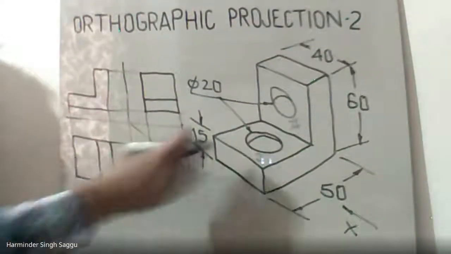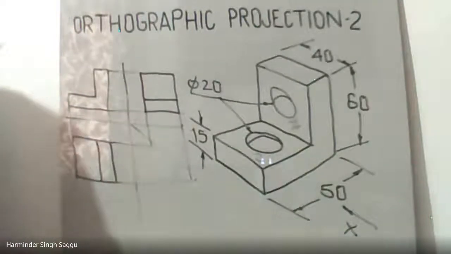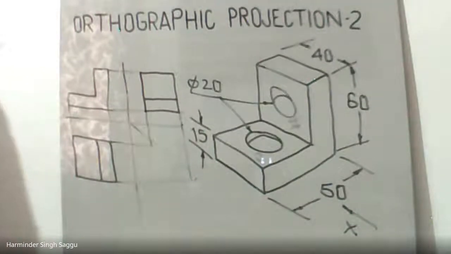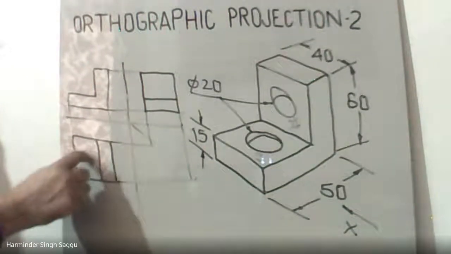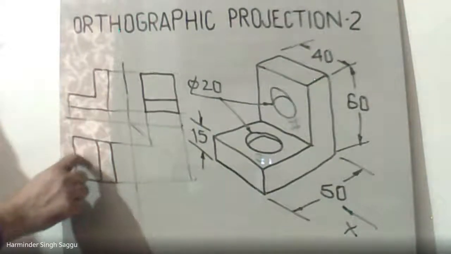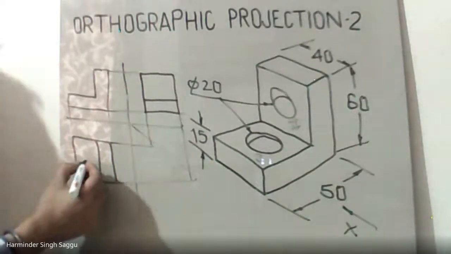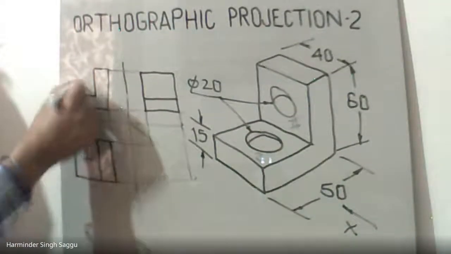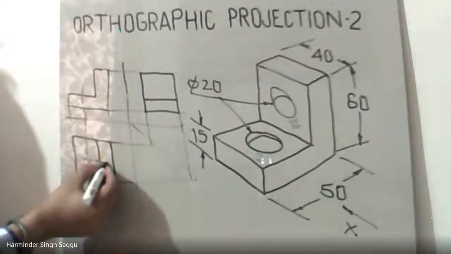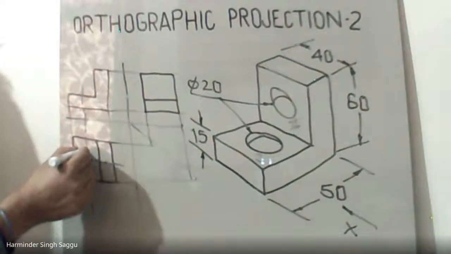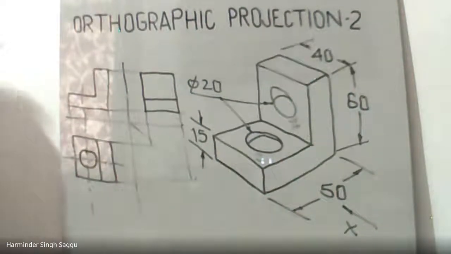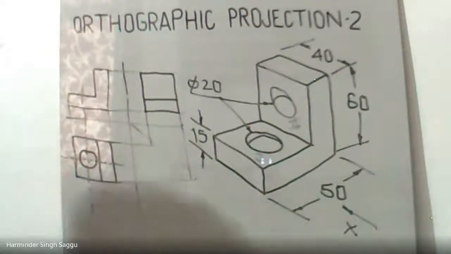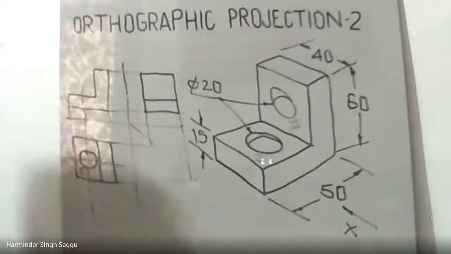By default it is at the center. If nothing is given, it is at the center. So first, find out the center of this rectangle from the top view, and draw a circle. This is the center line. Draw the first circle. So this is the first circle visible from the top.